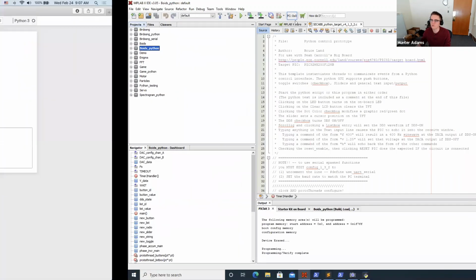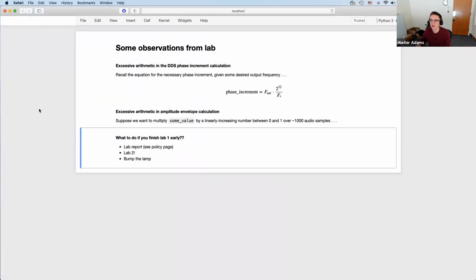I had a few observations from lab that I can go over in a moment, but Bruce, do you want to talk about ISR timing? Just a couple of comments about ISR timing. Floating point is slow, and if you're using floating point in the interrupt service routine, you might want to know how many cycles the interrupt service routine is actually taking, because you only have a budget of about 909 before you run out of time.